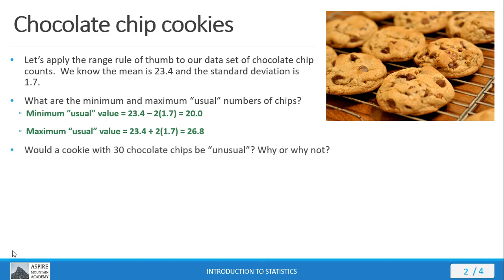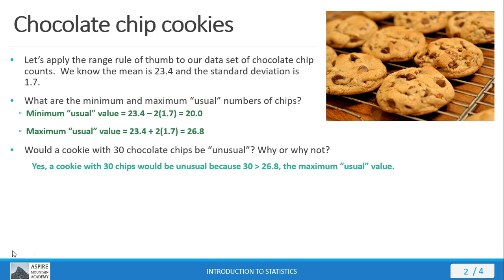So when you're asked, would a cookie with 30 chocolate chips be unusual, and why or why not, it should be clear what the answer is. So what is it? I'll give you a few seconds. Well, I hope you said it would be unusual because 30 is more than 26.8, which is the maximum usual value.